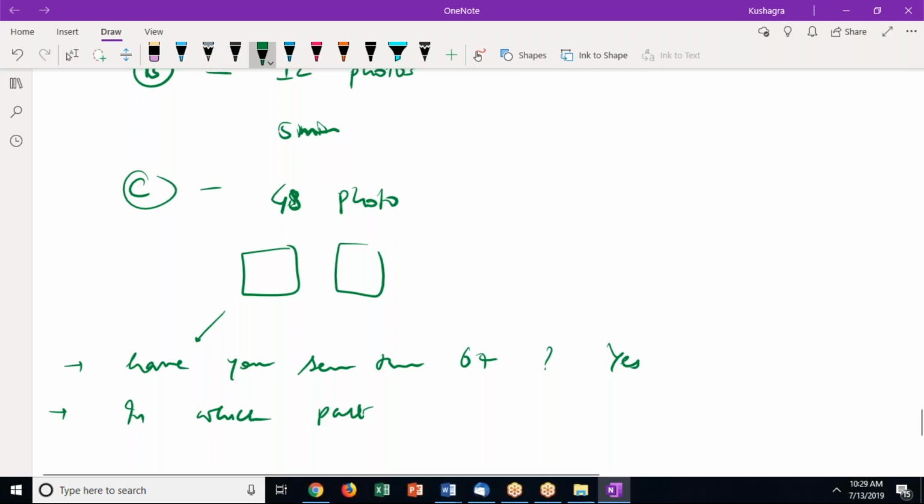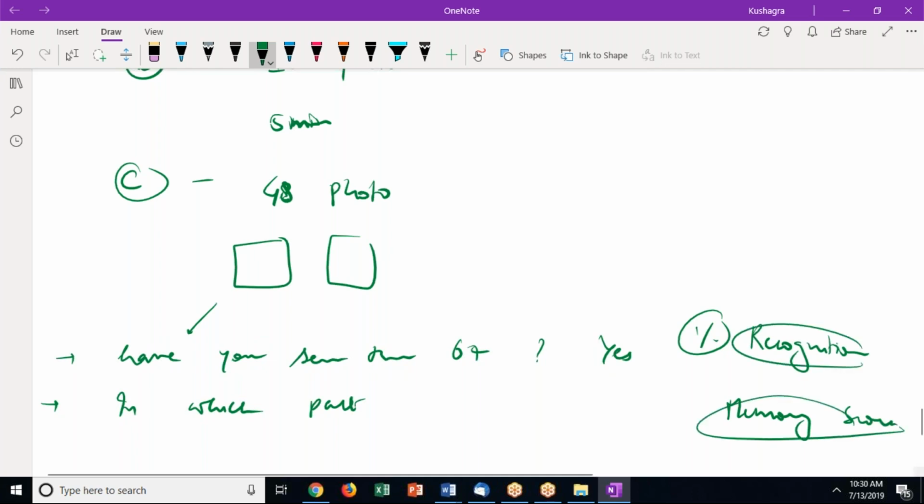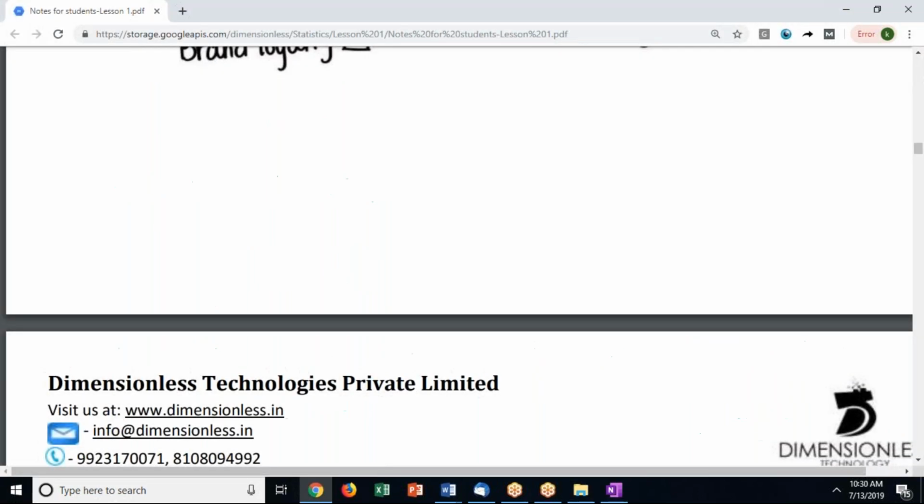Once that is in place, you would be able to understand how well somebody has done. The percentage of correct answers to the question, have you seen this photo before, was termed as recognition score. The percentage of correct answers to question two was termed as memory score, or temporal memory score. This was calculated for individuals who took the test.